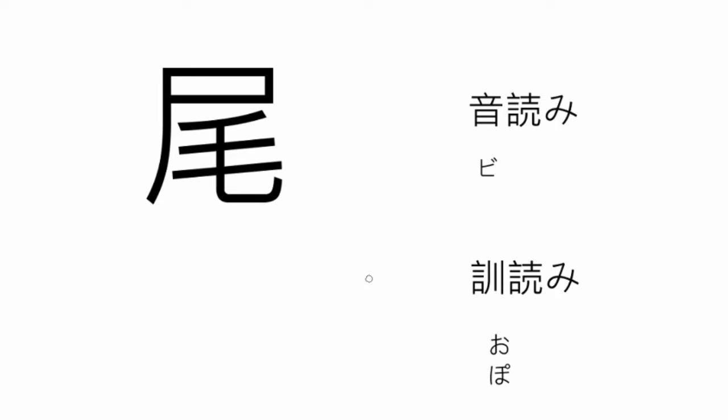We just learned the kanji for bottom, and this is the kanji for tail. The onyomi reading is "bi", like "saikobi", meaning like end of the line. The kunyomi reading is "o", meaning tail, or "po", like "shippo", meaning tail too, which I'll show you how to draw in just a minute.